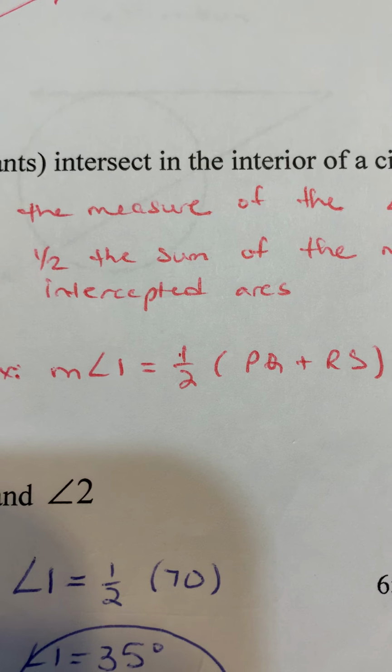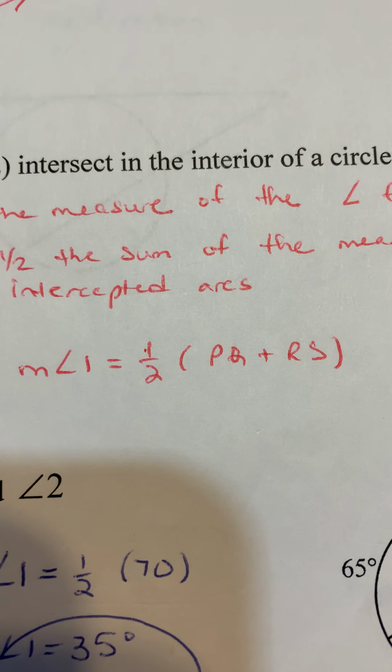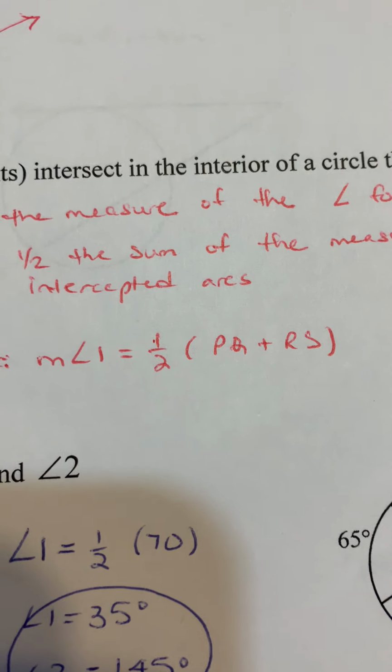Okay, again, the example is angle 1 is 1/2 of PQ plus RS. Add the arcs together, take half of that result, and that gives you the angle measurement.